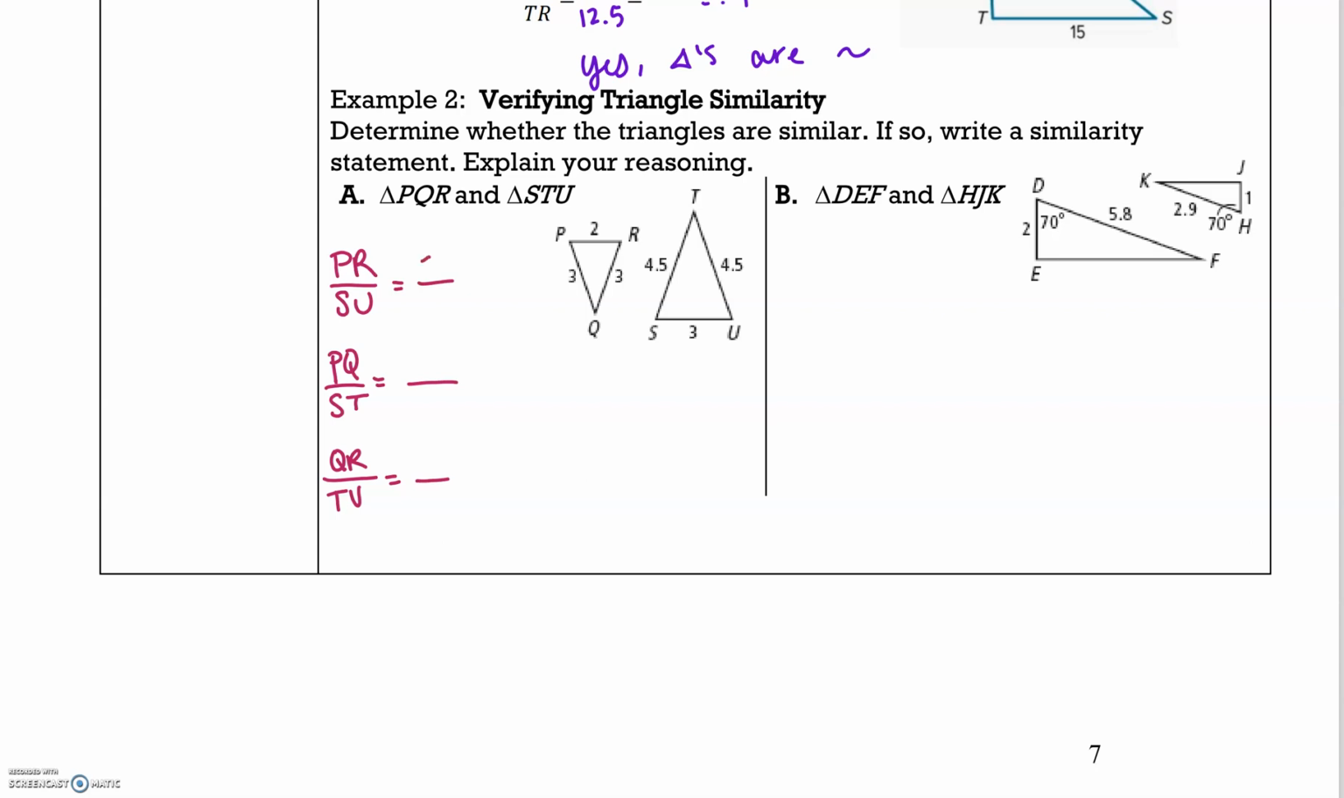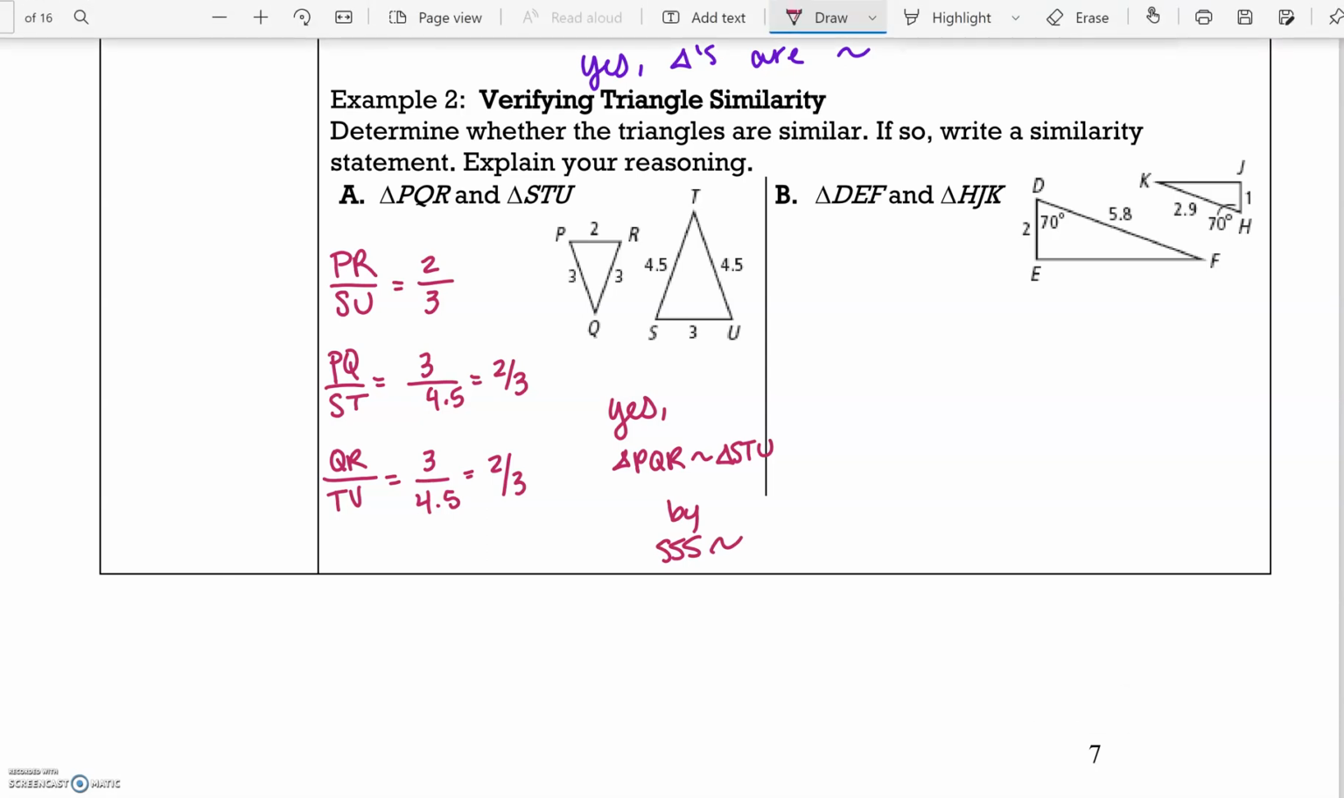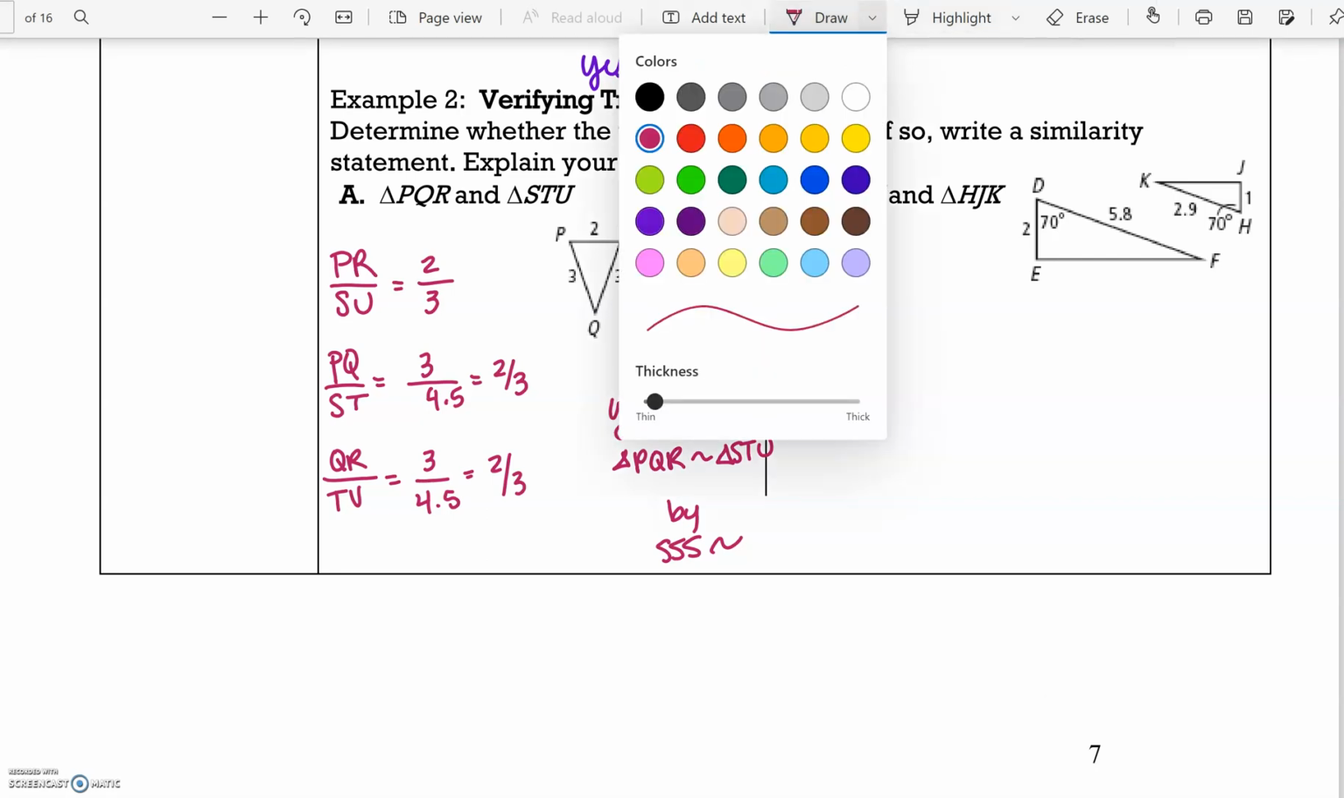So PR is 2, and SU is 3. PQ is 3, ST was 4.5, and that is also 2/3, or again, you could do it decimal, 0.6 repeating. That's 0.6 repeating when you divide it in your calculator. And then 3 over 4.5 is also 2/3 or 0.6 repeating. And so yes, triangle PQR is similar to triangle STU by side, side, side similarity. This is our similarity statement, and this is our reasoning, side, side, side similarity.